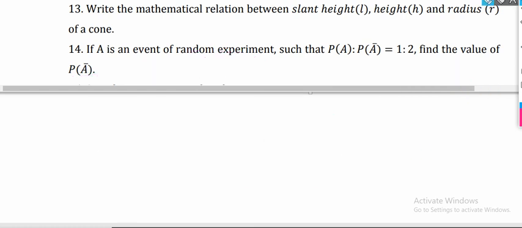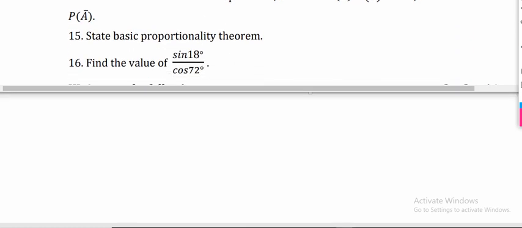So then we move on to the next question. State basic proportionality theorem. You have to write the statement of the Thales theorem here. If in any triangle, a line is drawn parallel to one side of the triangle, then it divides the other two sides proportionally. That is the statement you have to write here.